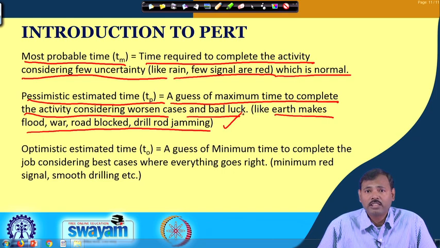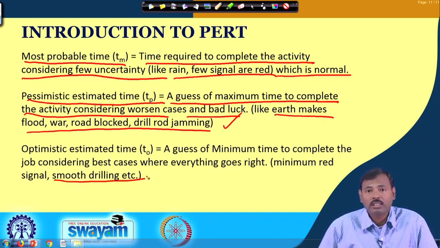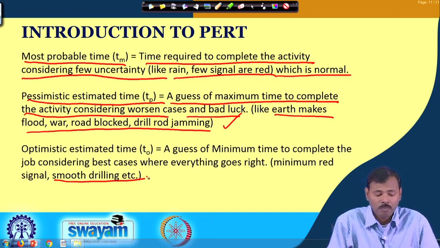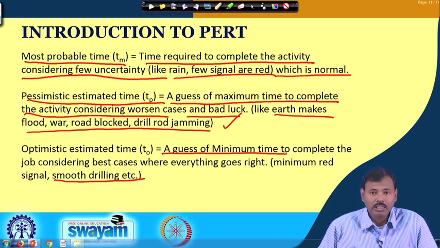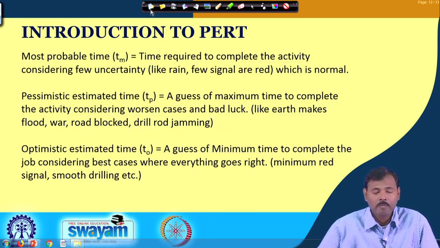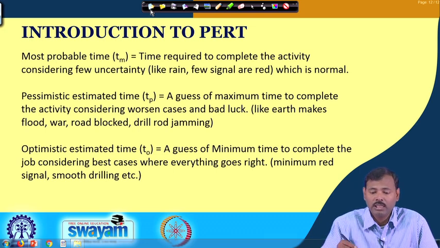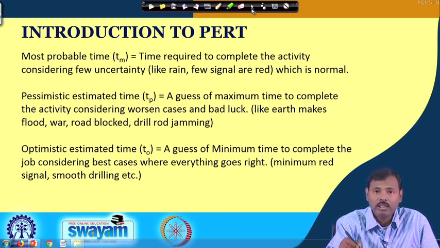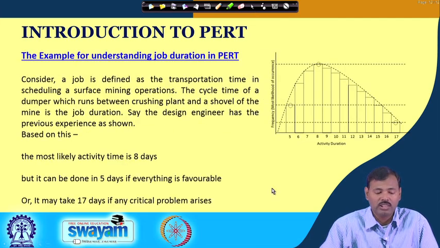And optimistic: if the strata is very good, the drilling is very easy and smooth and it takes very little time. So optimistic is also a guess, of the minimum time to complete the job, considering the best cases we have experienced or imagined to be possible. So, basically these are 3 times we consider for each and every activity, considering their uncertainty: optimistic, pessimistic and most likely times.